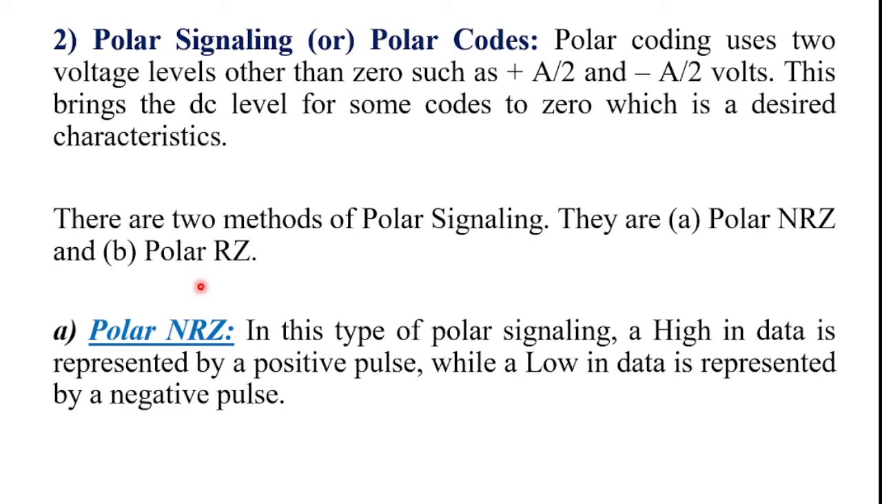What is the definition of polar signaling? Polar signaling uses two voltage levels: one is the positive voltage level and the second is the negative voltage level. Because of that, in the binary data, a high in data is represented by a positive pulse, and a low in data is represented by a negative pulse. So that is polar non-return to 0.